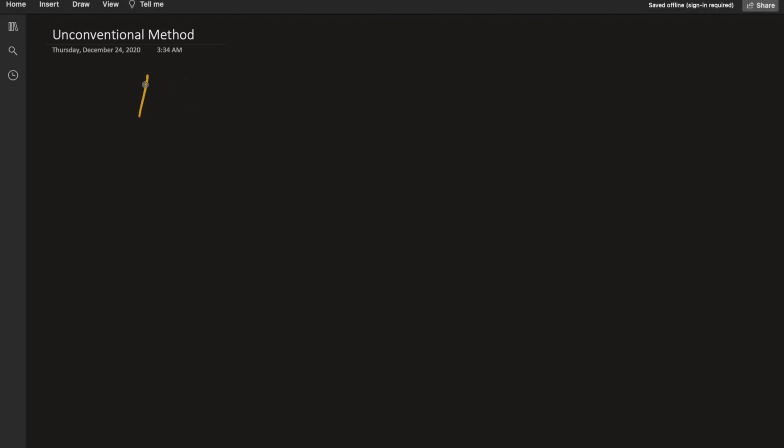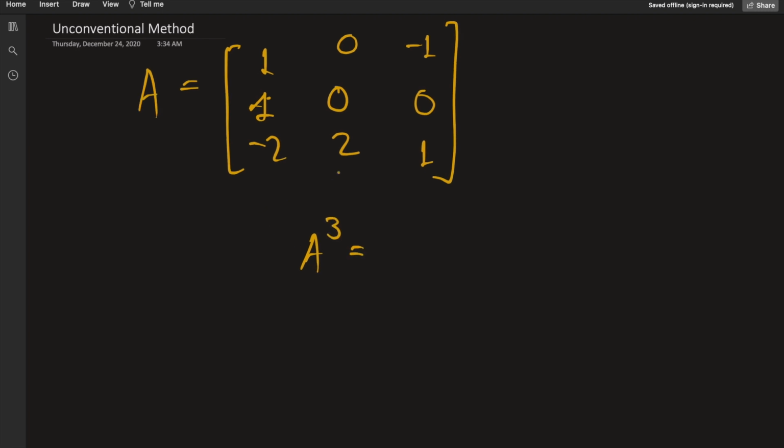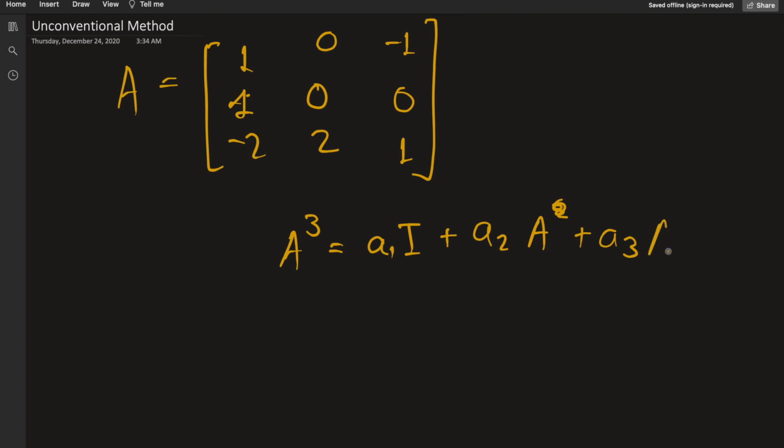Okay, fine. Let's consider the matrix A, which is a 3 by 3 matrix now: 1, 1, negative 2, 0, 0, 2, negative 1, 0, 1. Fair enough. Now I have this crazy idea of expressing this entire system, or A to the power of the order of this matrix, as some coefficient, call it a1, times the identity, plus a2 times the lower power A, and a3 times A squared.